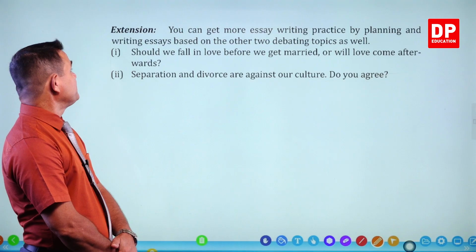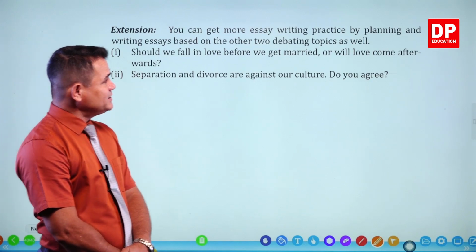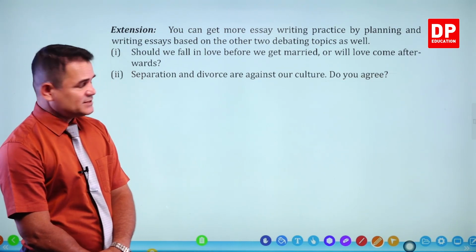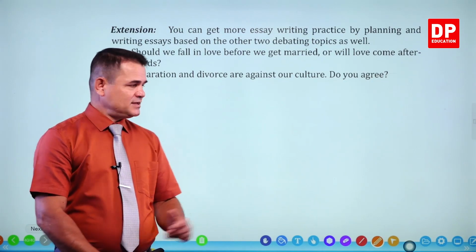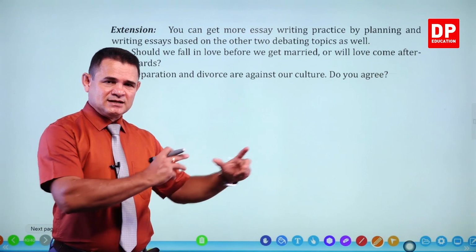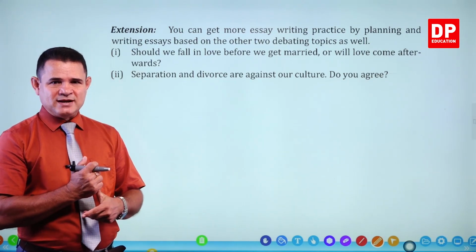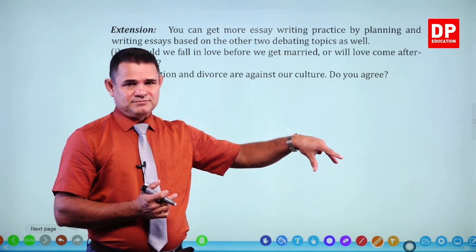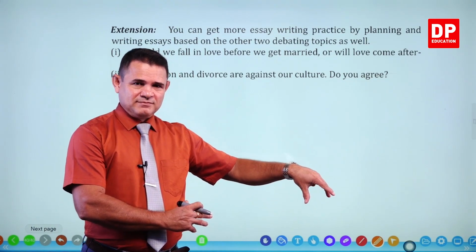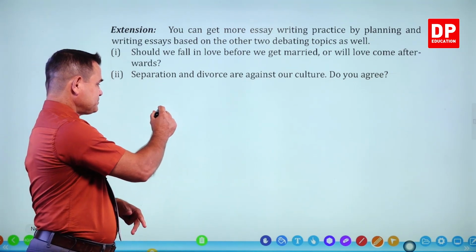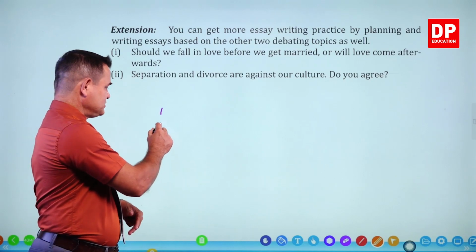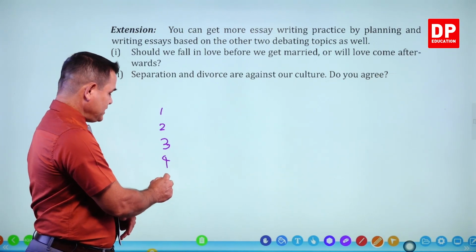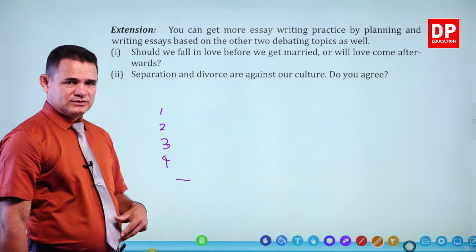Then you can get more essay writing practice by planning and writing essays based on the other debating topics as well. We took only 2 debating topics and gave you examples: romantic relationships with advanced level students, and the teacher student relationship. But remember the first thing, the introduction, next paragraphs 2, 3, it can be 4 paragraphs or 5 paragraphs. Then finally, the conclusion.